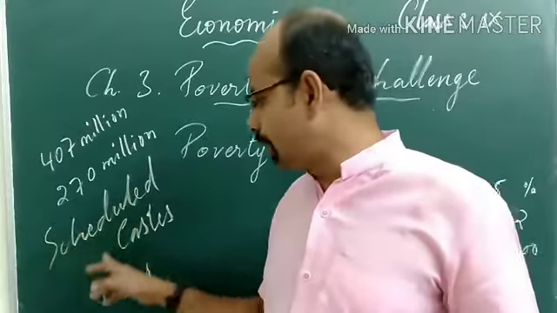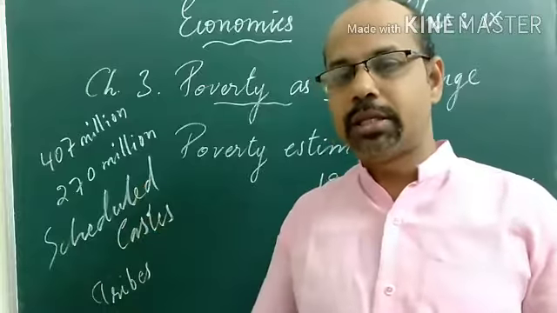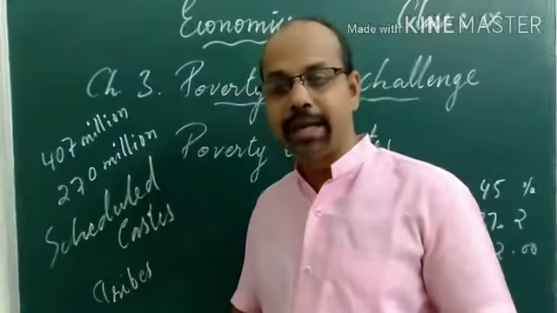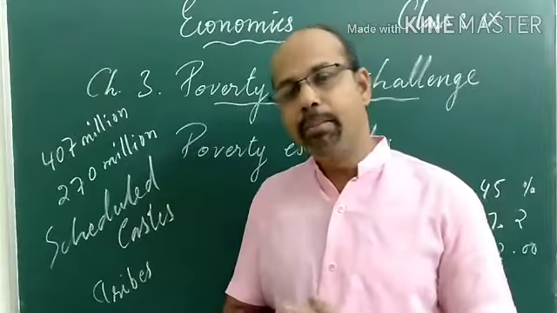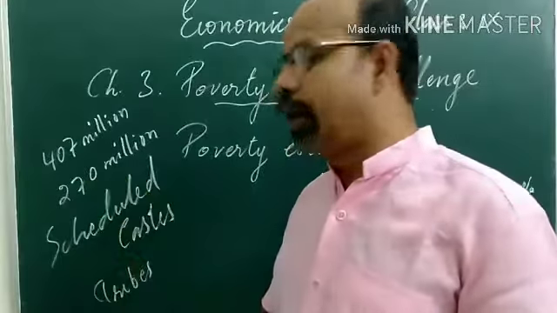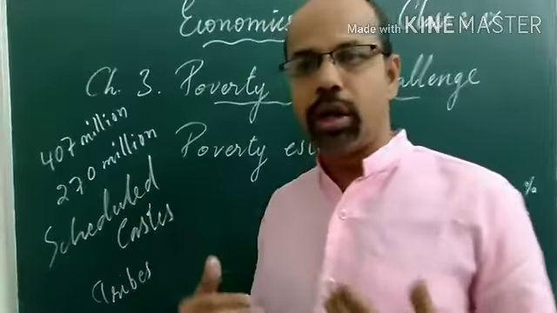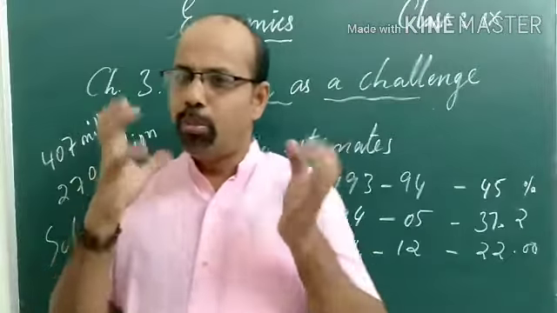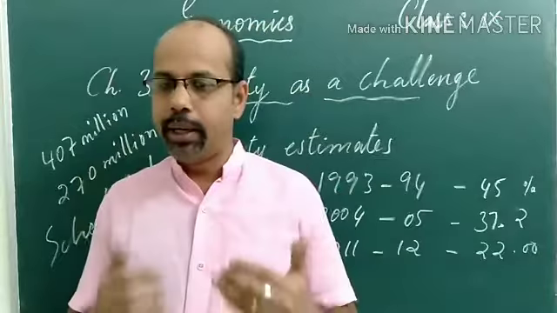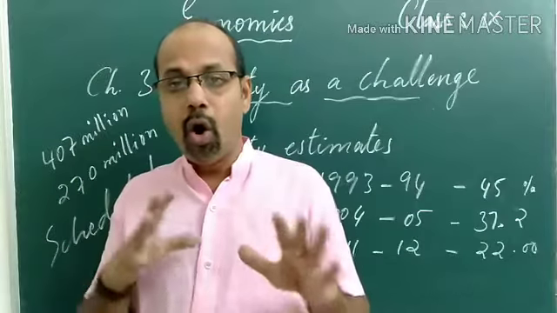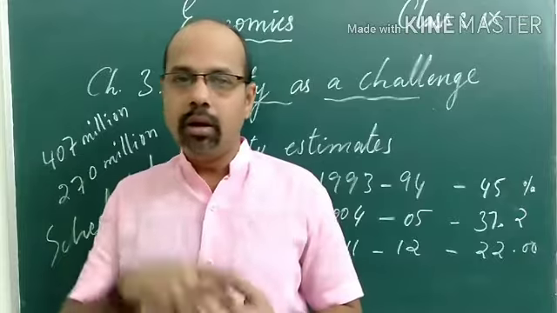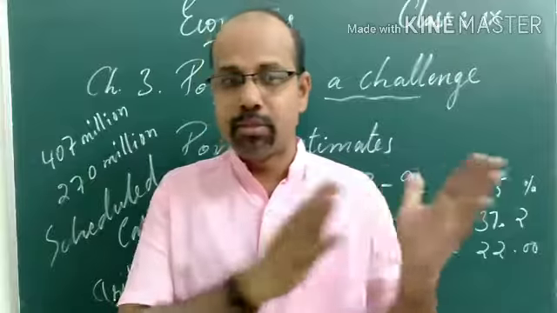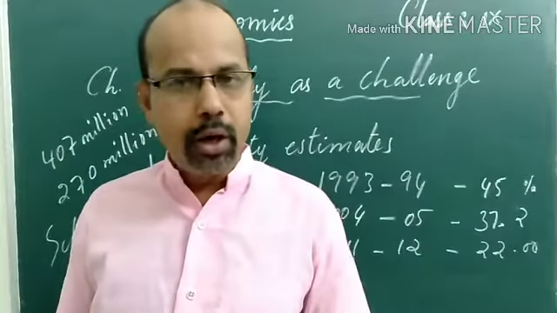So in the 2011-12 census, the total number of poor people has come down from 407 million to 270 million. So there is a substantial decline in poverty. When we are calculating poverty, not all groups of people are vulnerable to poverty. Particular groups of people, social groups and economic groups, are more vulnerable, which we will study.